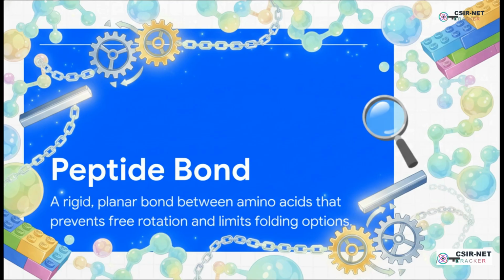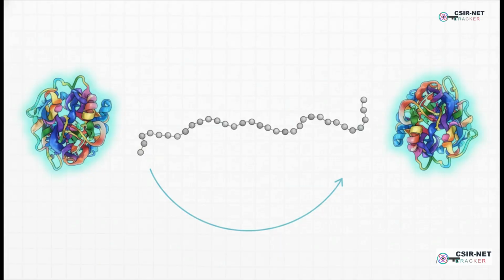And that rigidity is key because it massively limits the number of ways the chain can fold, which sort of forces it down a predictable path toward its final shape. It's like building with Legos that can only connect at specific angles. And this all leads to a Nobel Prize-winning discovery by Christian Anfinsen.